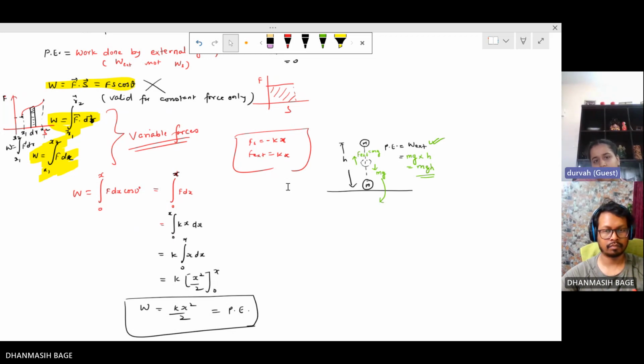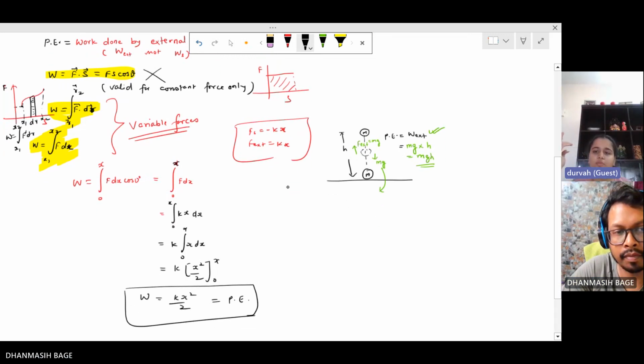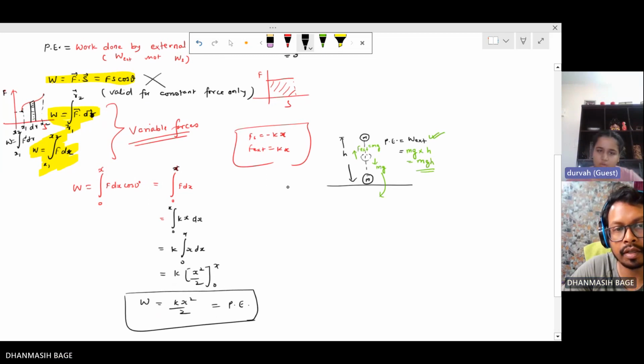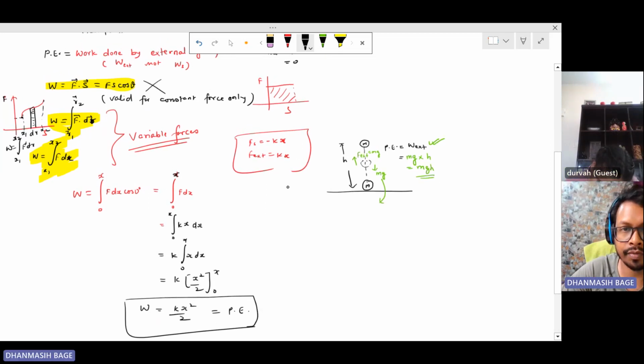So in this, how did F net become positive? No, sir, how did F external become positive? Oh, because it's an equal and opposite force. Yes, equal and opposite force.